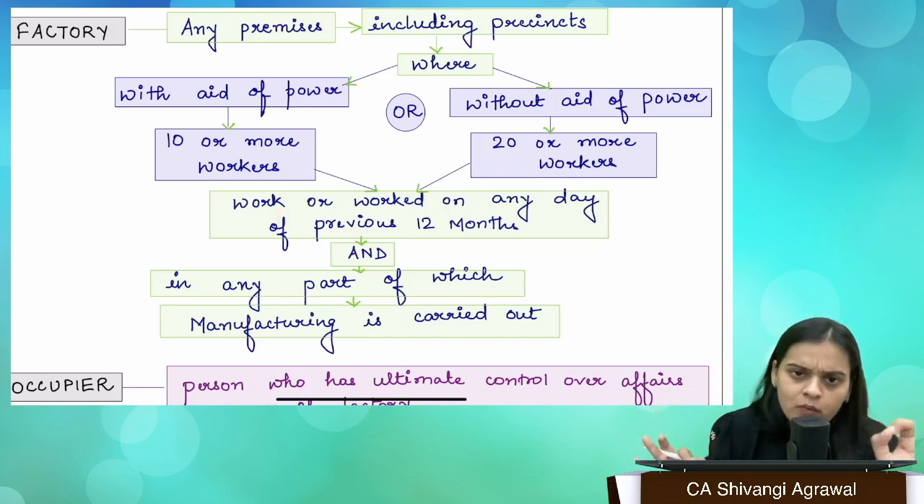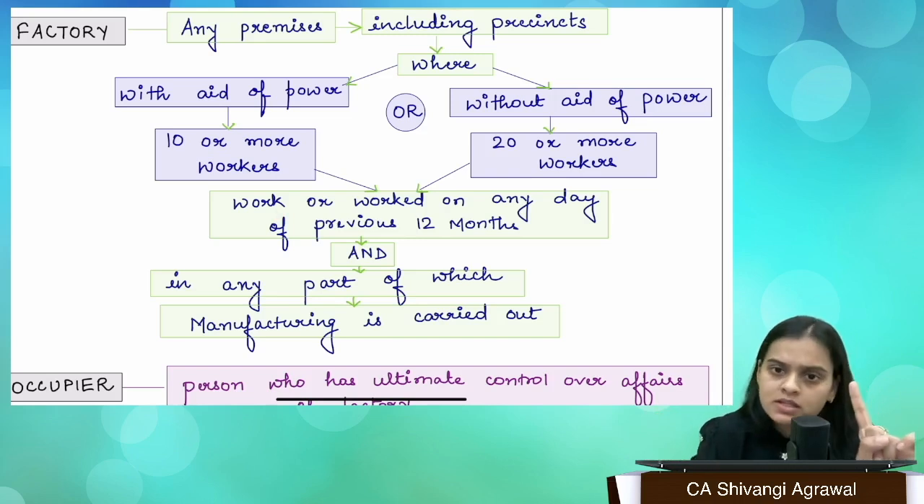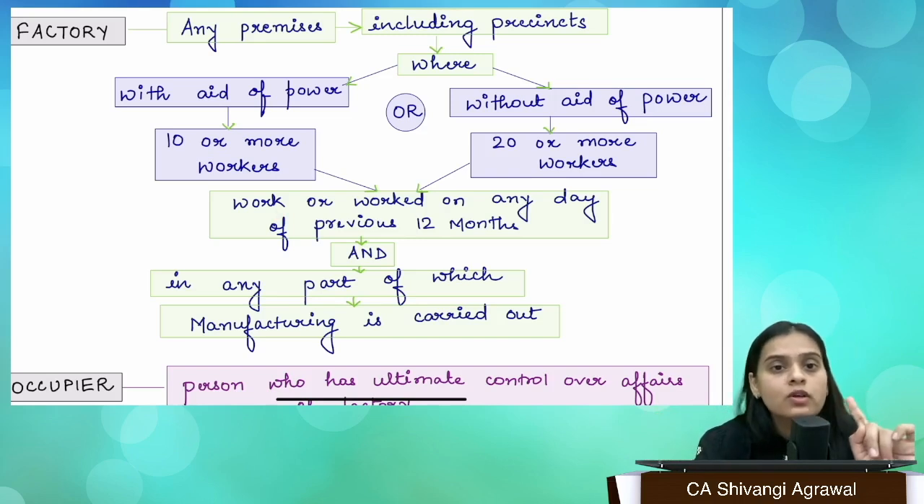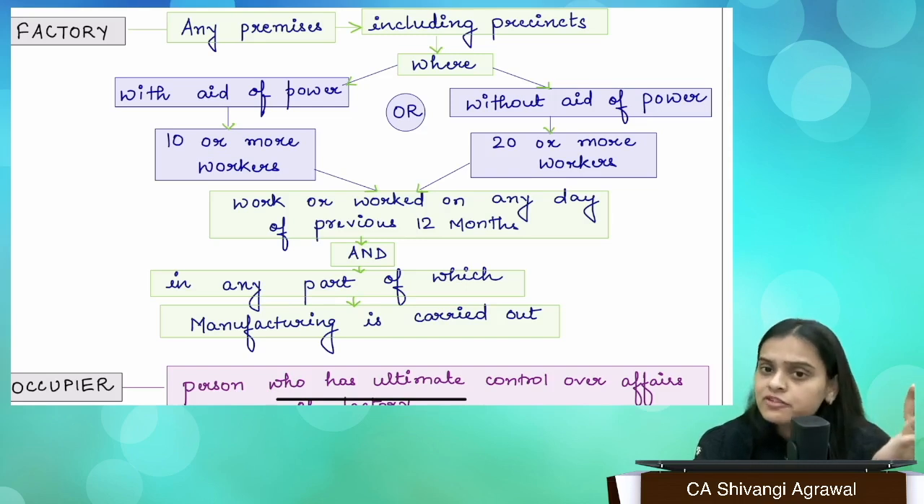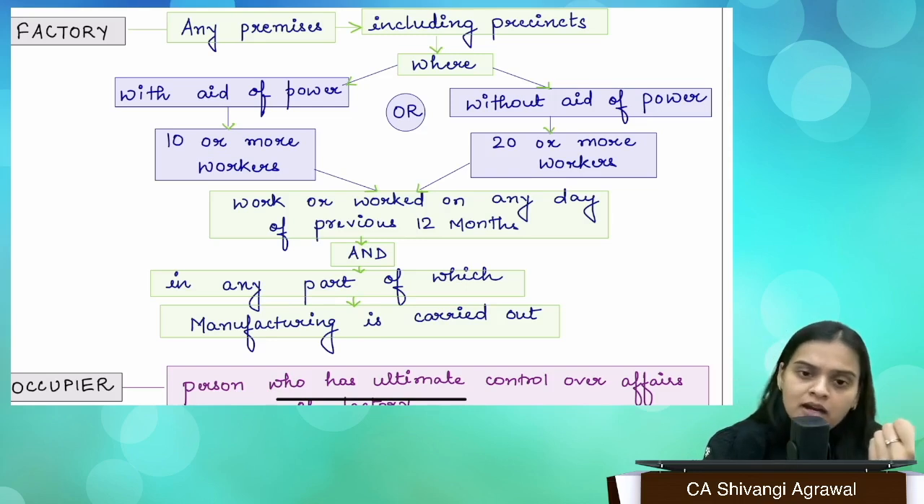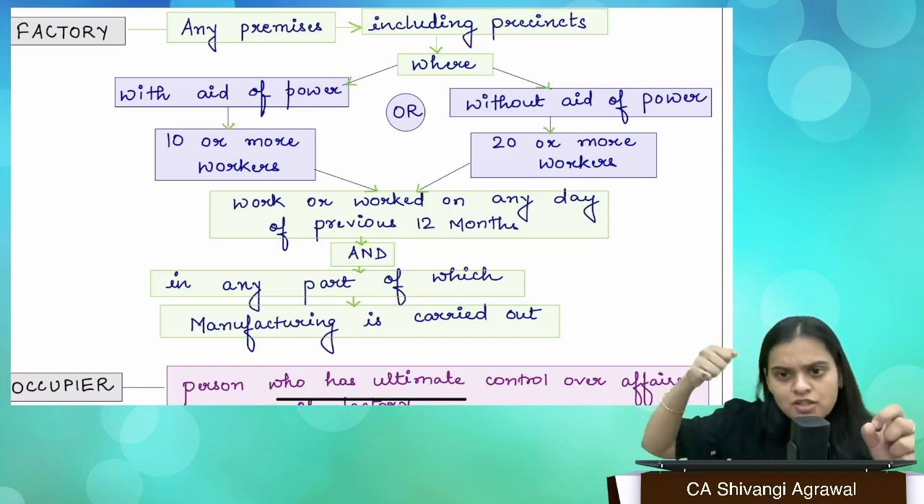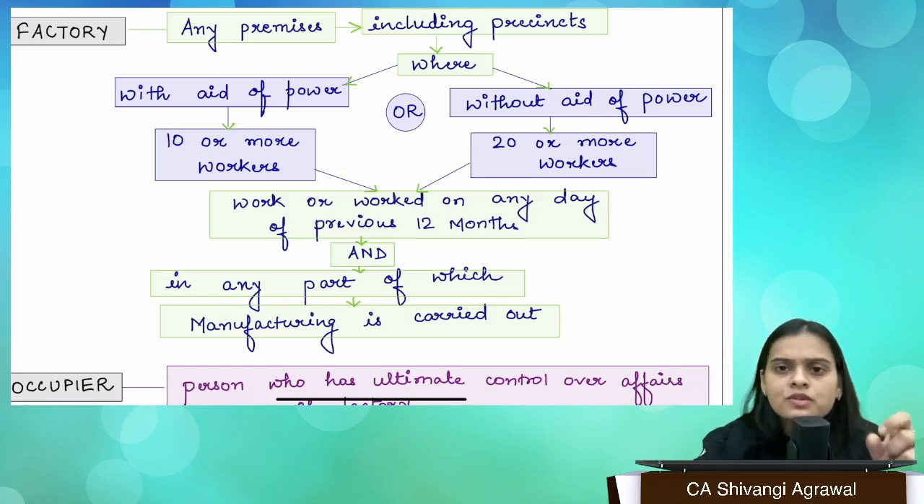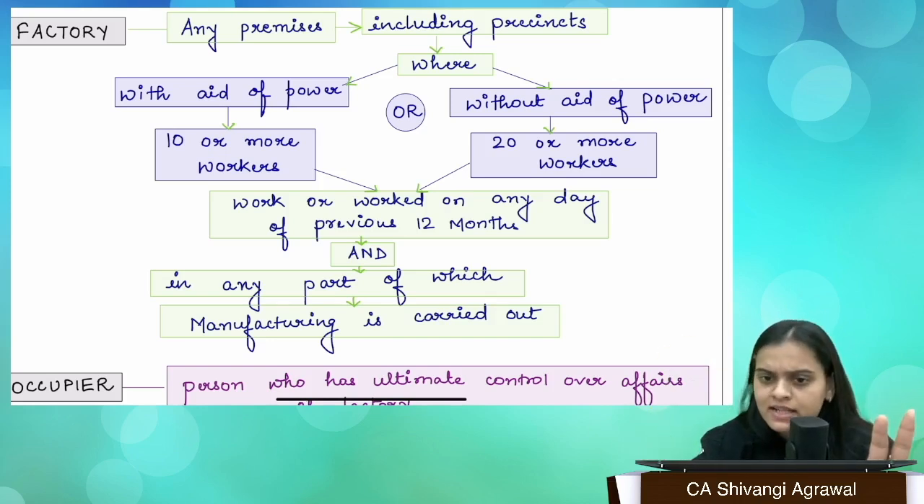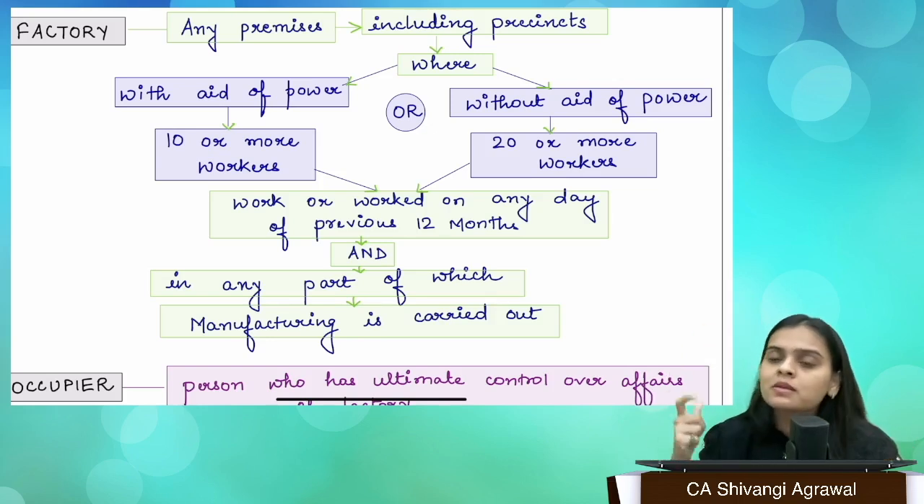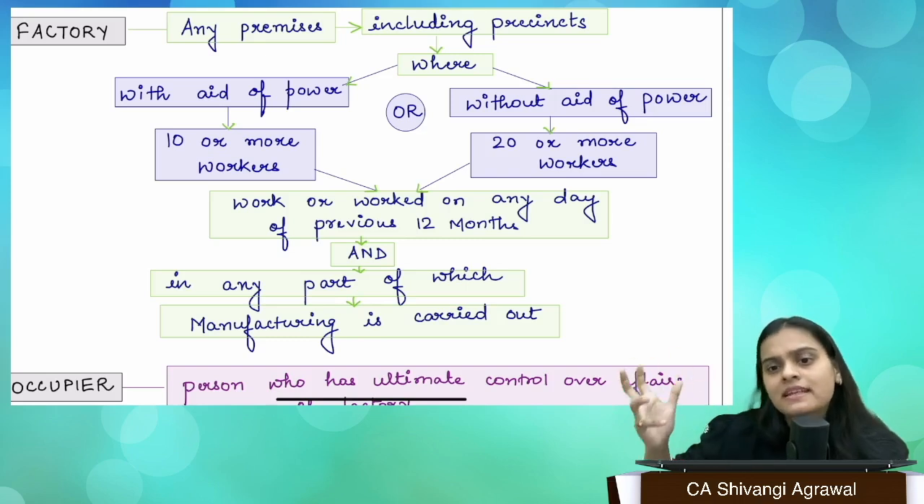We'll talk one by one. So 10 or more workers. Now, this 10 or more workers, we're talking with the aid of power. With the aid of power means what? We have two types of processes, with the aid of power or without the aid of power. Without the aid of power means you don't need any electricity for your machines, we do something manually. That doesn't mean that you don't have a ceiling fan over there, but you're not using power in the manufacturing process. That is what is intended.